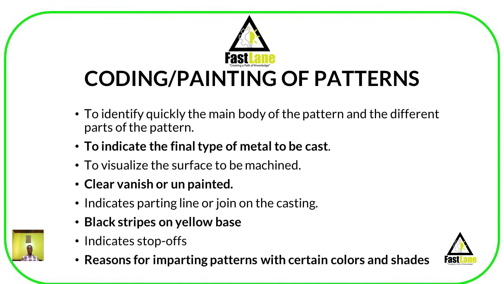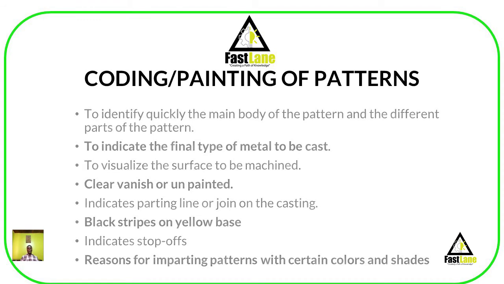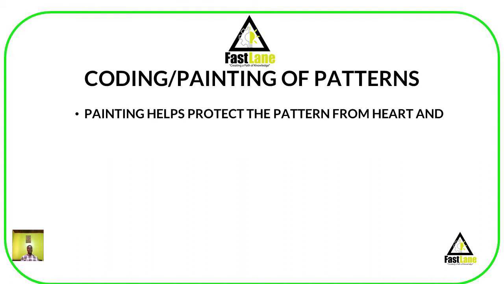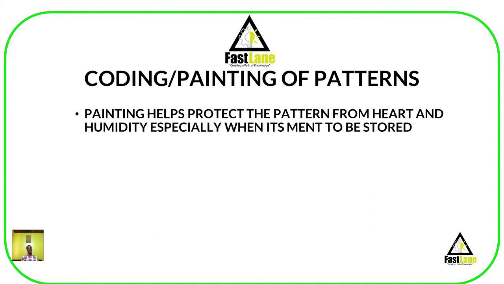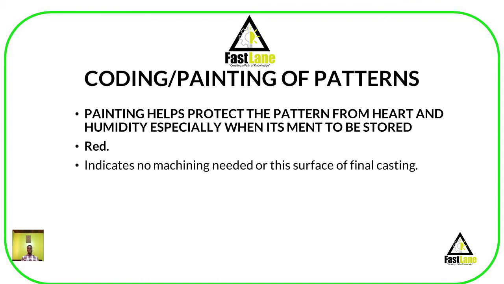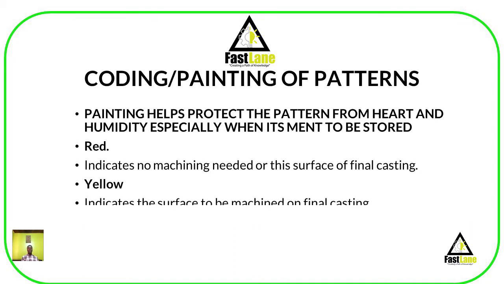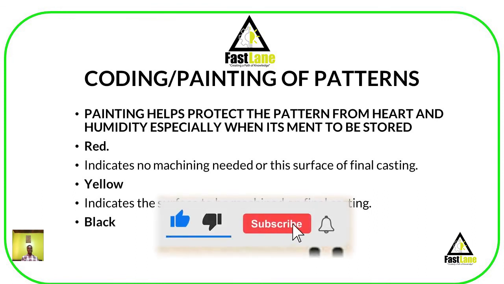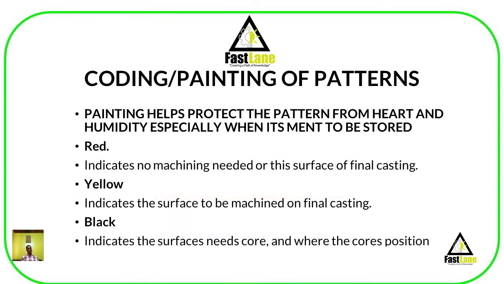But there is a major role why we carry out coding or painting of patterns. One of them is that painting helps to protect the pattern from heat and humidity, especially when it's meant to be stored. For example, wood patterns, we varnish them in order to prevent them from absorbing moisture, because moisture brings about warping and distortion. Then when it comes to metallic patterns, we paint them maybe to protect them from rusting.